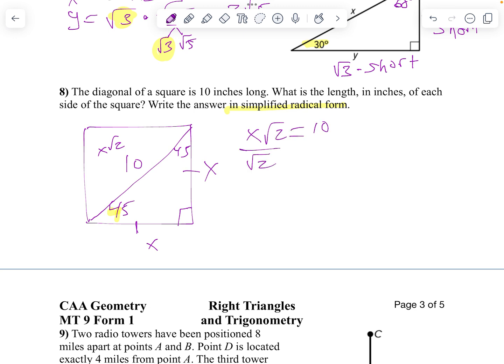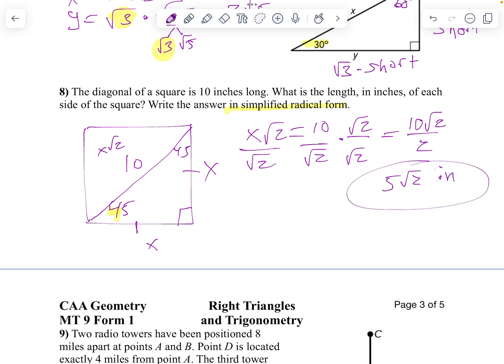Divide by the square root of 2. Can't have square root in the denominator. Many of you did this part right, but then didn't finish it. We get 10 square roots of 2 over 2. I want to simplify it. 5 square roots of 2 inches, but since the exact answer, we'll just go with that.